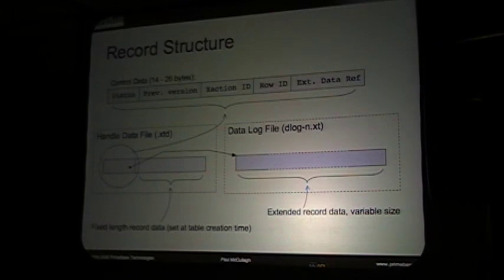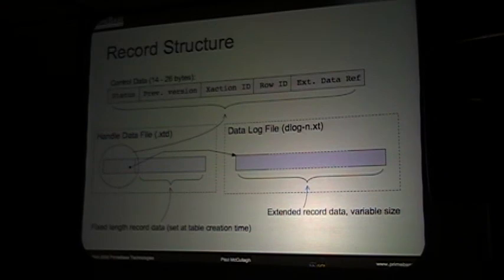data log file. And the handle data file part is divided into 2 components, a fixed length piece of data and this control data here. And what's in the control data, this header here, is important. This is a complete list of what's in there. First of all, a 2-byte status, a pointer to the previous version of the record, this is MVCC, the transaction ID, so we can identify which is the most recent record, or more accurately which is visible, a row ID, which I'll get to in a minute, and a reference to this extended data here in the log.